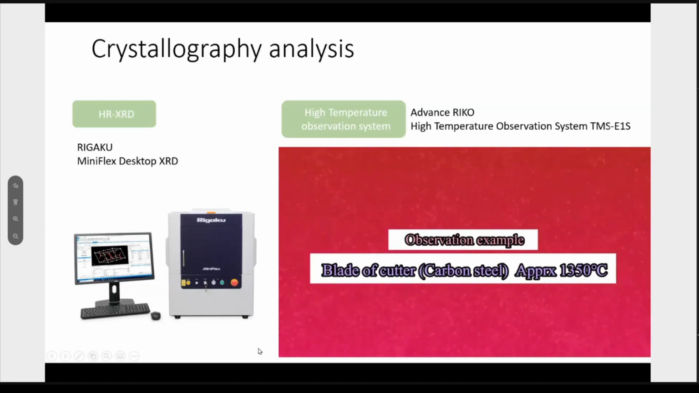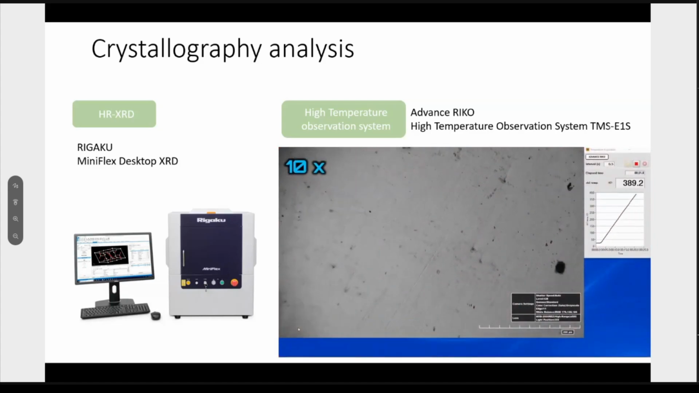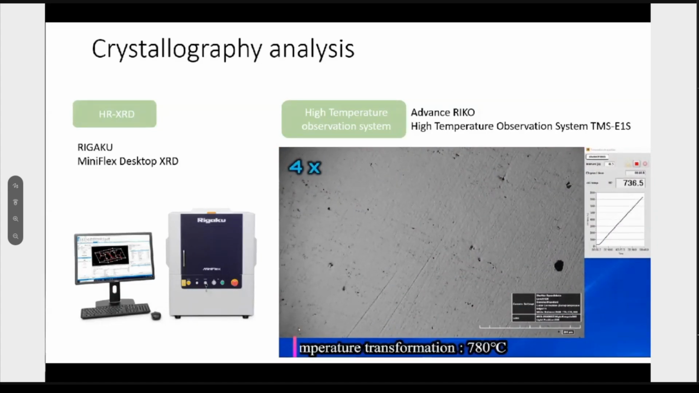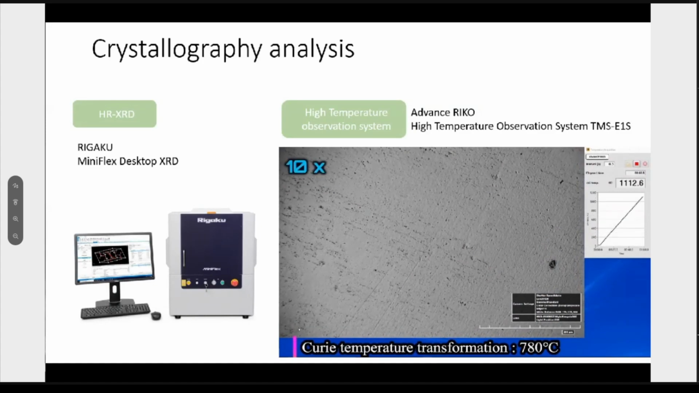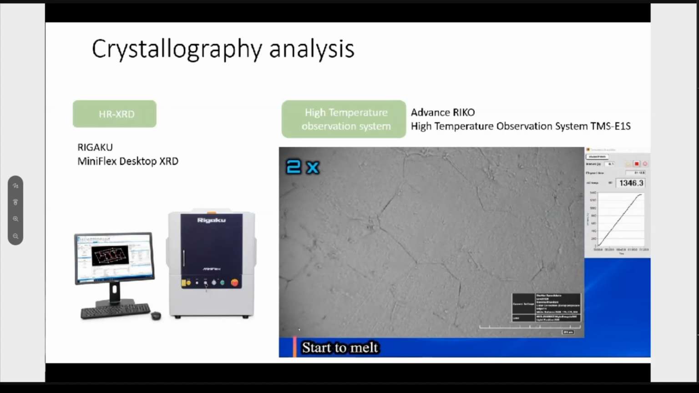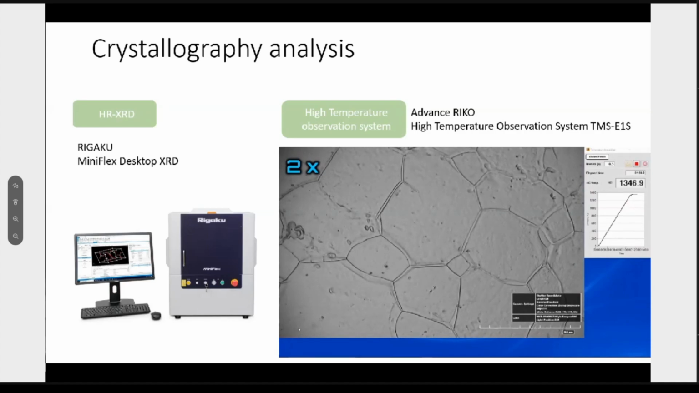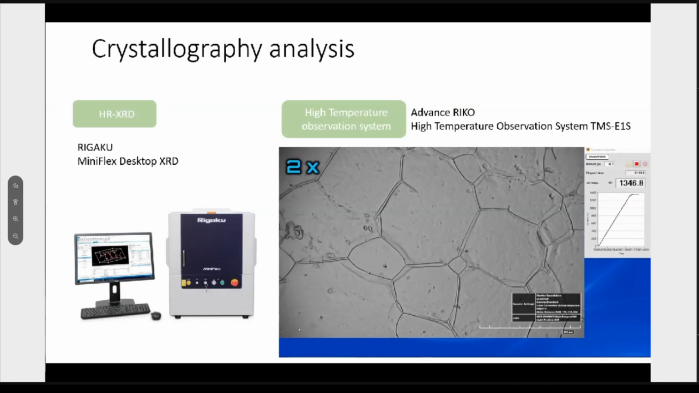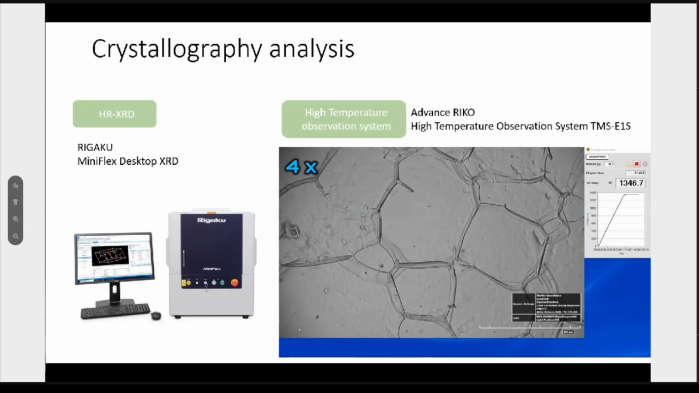Okay. This is the blade of cutters, and we can observe the surface changes during the heating of the samples. The sample can go up to 1600 degrees Celsius, and we can observe the growth of the grains, and we can do the quenching with liquid nitrogen in a few seconds.